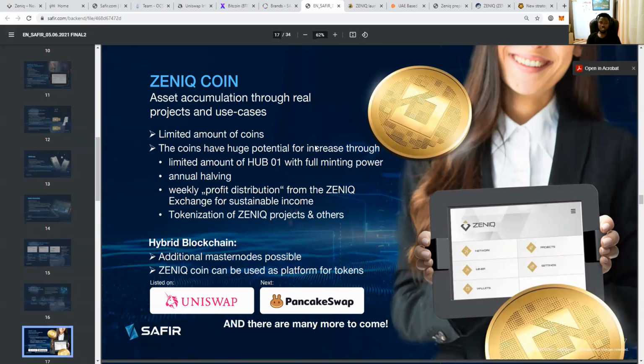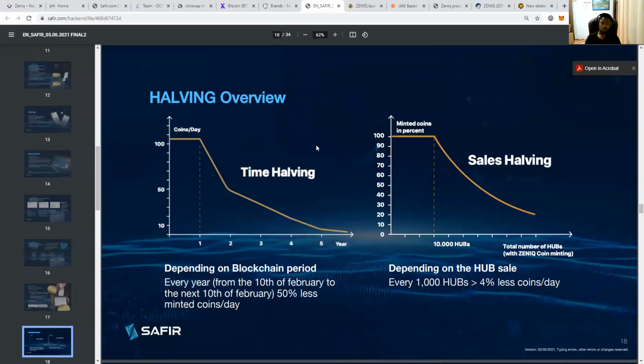And so tokenization and a few others are also being considered with respect to the ZENIQ, and all of these projects would demand the ZENIQ coin before it can be possible to be designed on the blockchain. And of course, it is listed on UNISWAP, soon to be listed on PancakeSwap. Let's watch out for that.